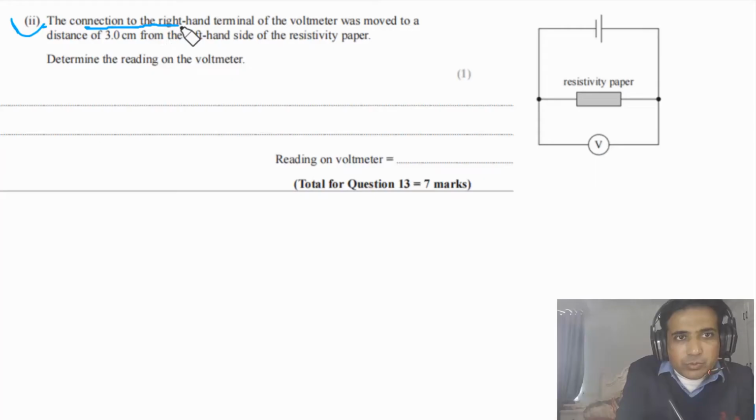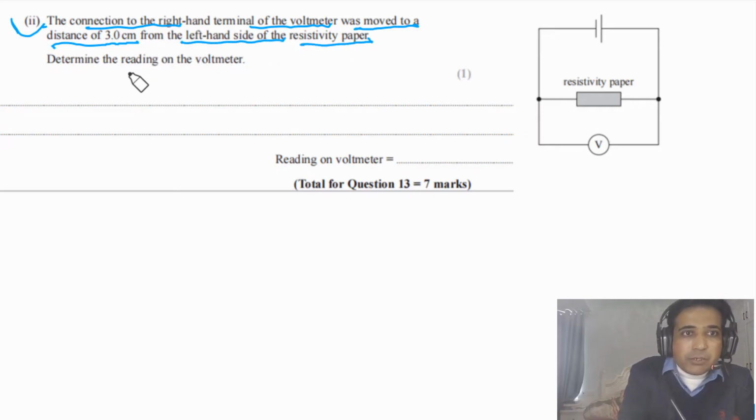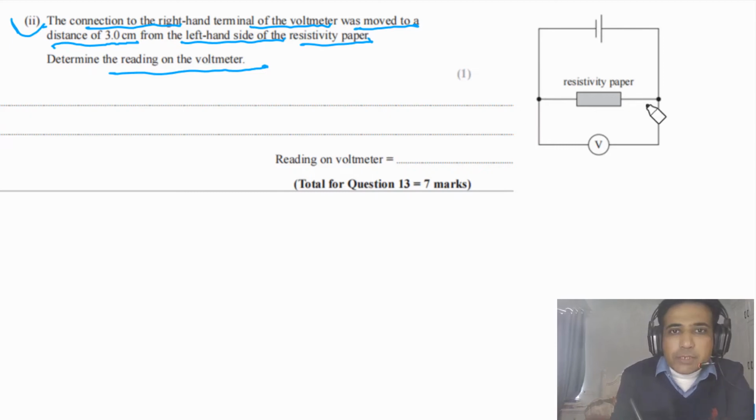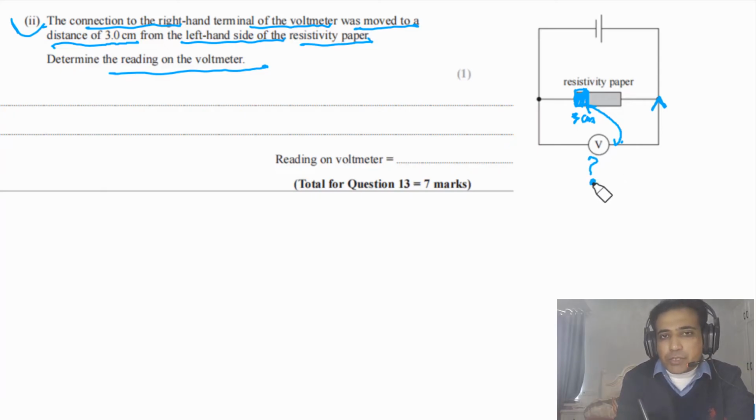The second part says the connection to the right hand terminal of the voltmeter was moved to a distance of 3.0 centimeters from the left hand side of the resistivity paper. Determine the reading of the voltmeter. So first of all, let's try to understand what is given to us. The voltmeter is connected here, the right hand terminal of the voltmeter. Then we move this right hand terminal from here to this point. So the right hand terminal is here, and the length of this part of resistivity paper is 3 centimeters. And the question is asking us what is the reading on this voltmeter.